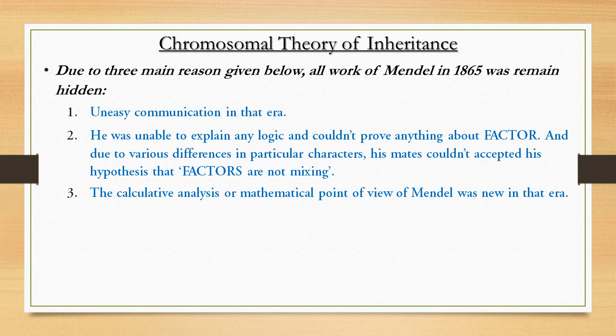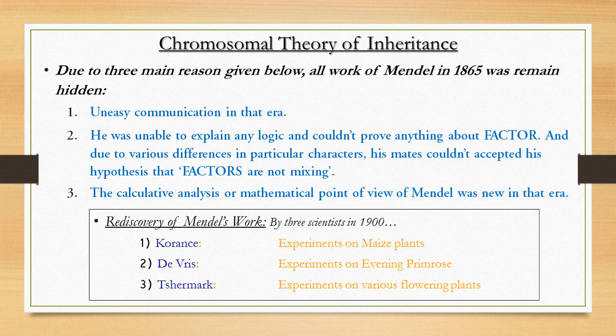As we know, there are two alleles, that is two factors, with one gene which is responsible for inheritance of a unit character. So two factors or two alleles which are not mixing with each other, the other scientists could not digest it and could not accept it. And the third reason, the cumulative analysis that Mendel did, or the mathematical point of view of Mendel. He applied mathematical rules, and it was new in that era and nobody could understand that phenomenon, right? So these are the three main reasons why Mendel was not accepted by the other scientists or society.